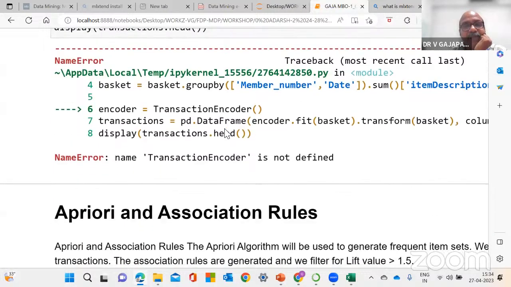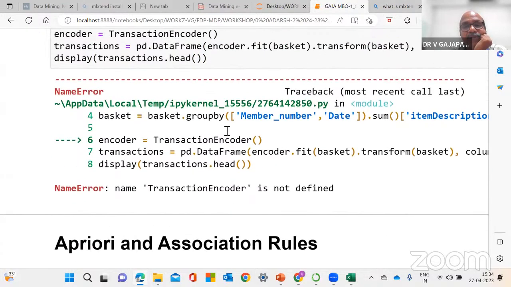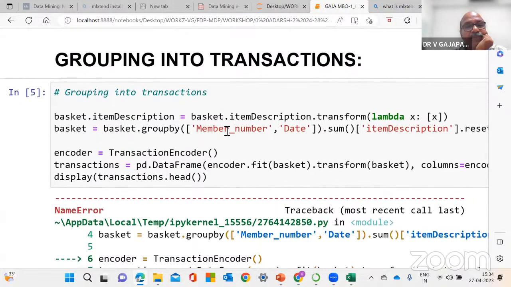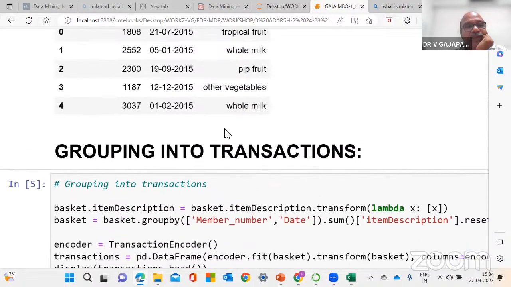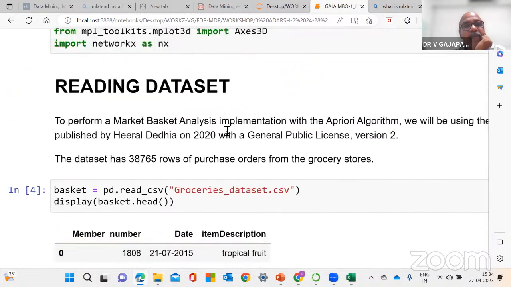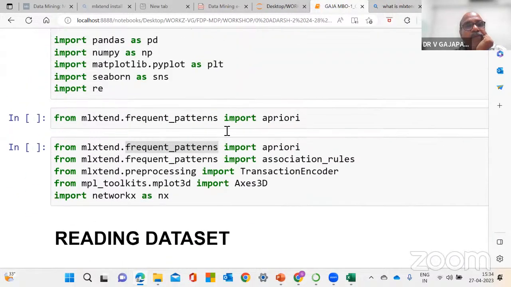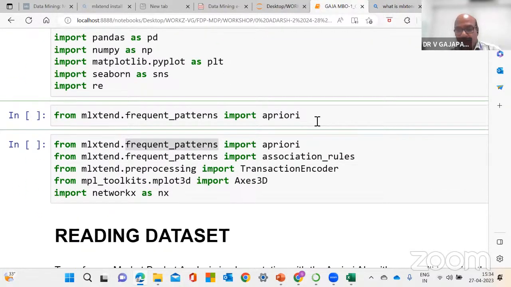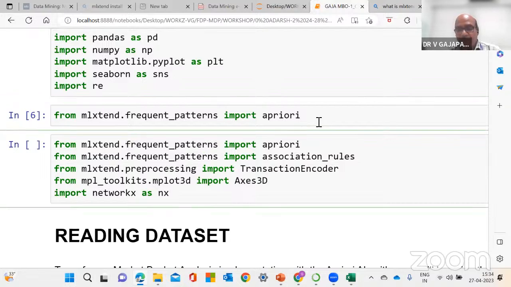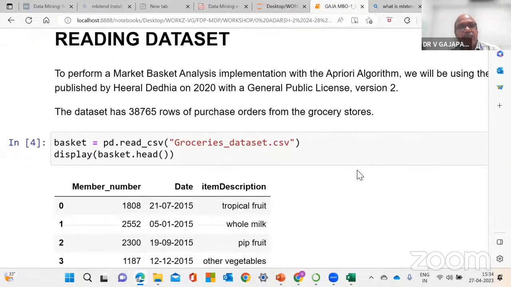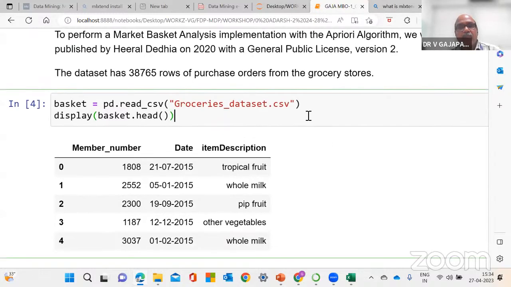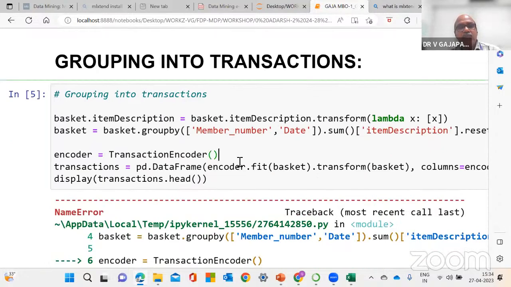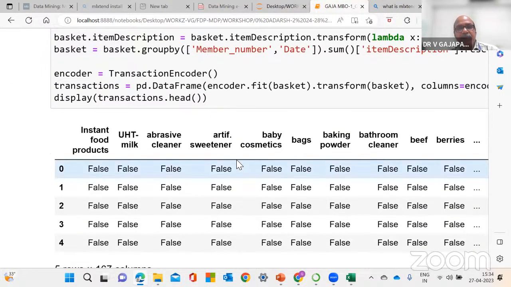Oh my God, an error has come. TransactionEncoder is not defined. Now I'm loading this data. Okay. Now, yes, it is there.